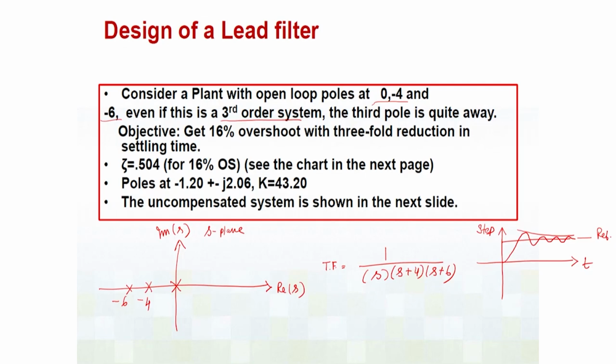Now, there is always an overshoot in the system, which is the percentage overshoot at this point. Let us say I want to reduce this overshoot. So, the objective is to get 16% overshoot. This is the overshoot of the system. I need to reduce the overshoot to 16% with a 3-fold reduction in the settling time.